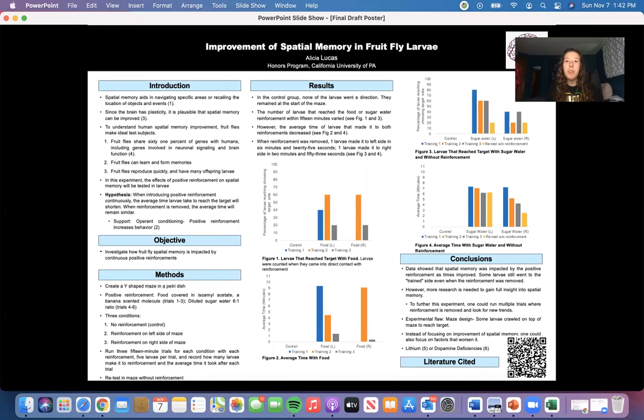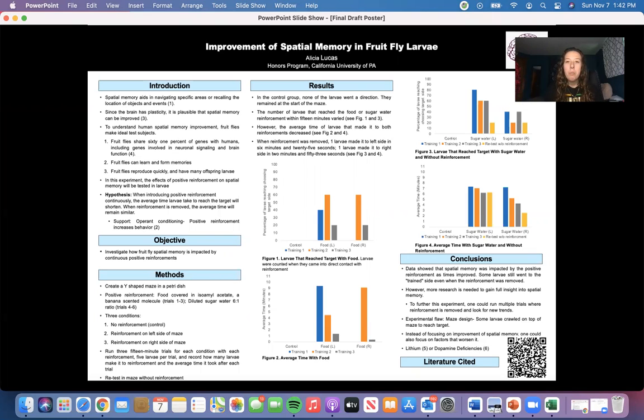Hello, everyone. My name is Alicia Lucas, and I will be showcasing my work on improvement of spatial memory in fruit fly larvae. So regarding spatial memory, I do have a textbook definition in the upper left corner, but thinking about it in a real life setting, we use spatial memory almost every day.